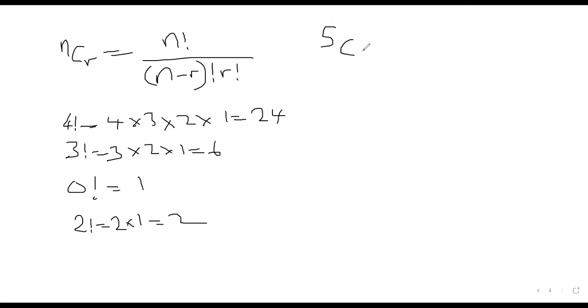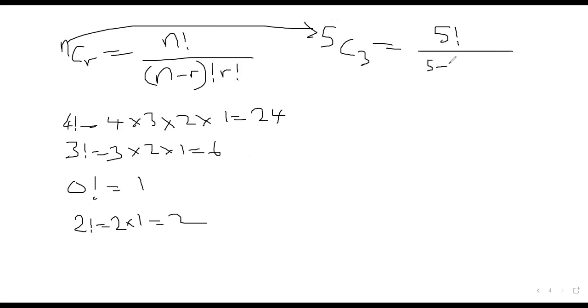So if they tell you 5 combination 3, using this formula, our n is the number on top here. So this will be 5 factorial. We know the answer is supposed to be 10. Then n minus r. Our r is the 3. So this is 5 minus 3 factorial times the r itself, 3 factorial. So here we're going to have 5 factorial over 2 factorial times 3 factorial.